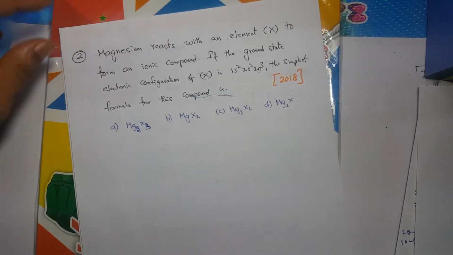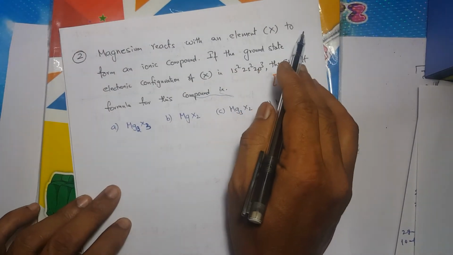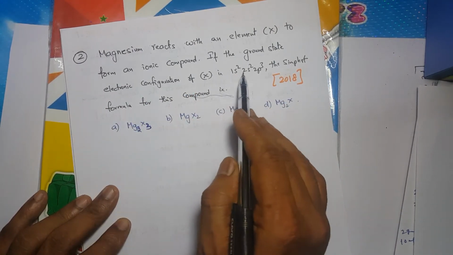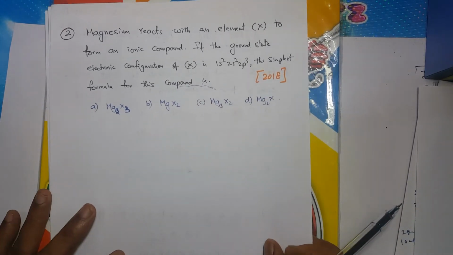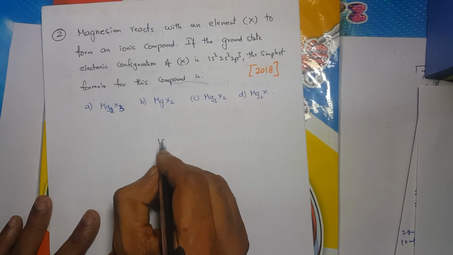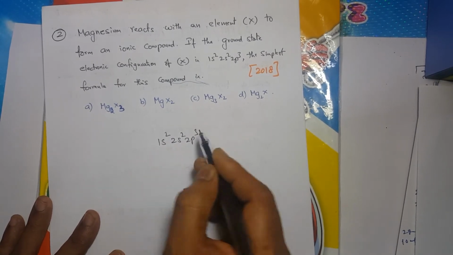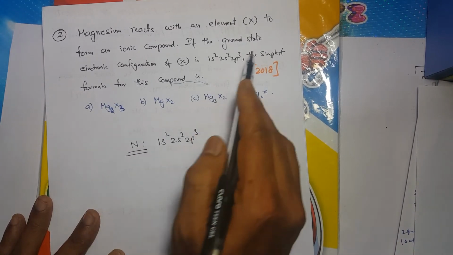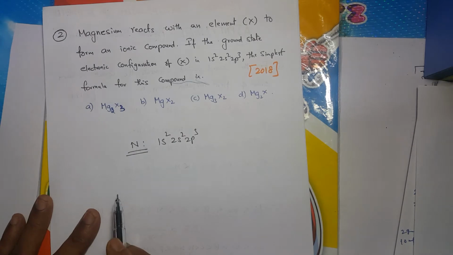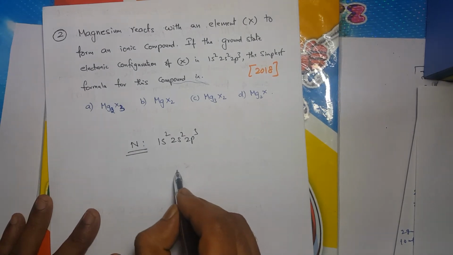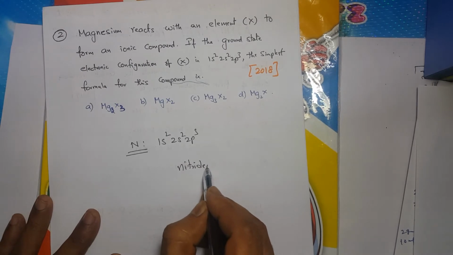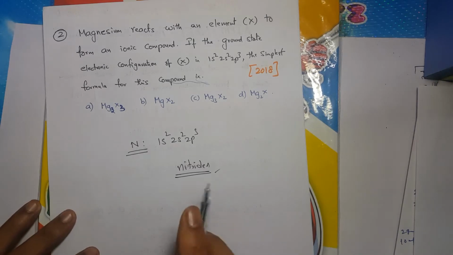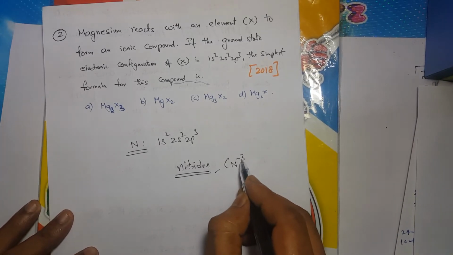Okay, the next one: when magnesium reacts with an element X to form an ionic compound, if the ground state electronic configuration of X is 1s2 2s2 2p3. So they have mentioned the ground state configuration 1s2 2s2 2p3. What is the atom that represents that electronic configuration? That is nothing but nitrogen. If nitrogen forms an ionic compound, it forms nitrides. Nitride means N minus 3.